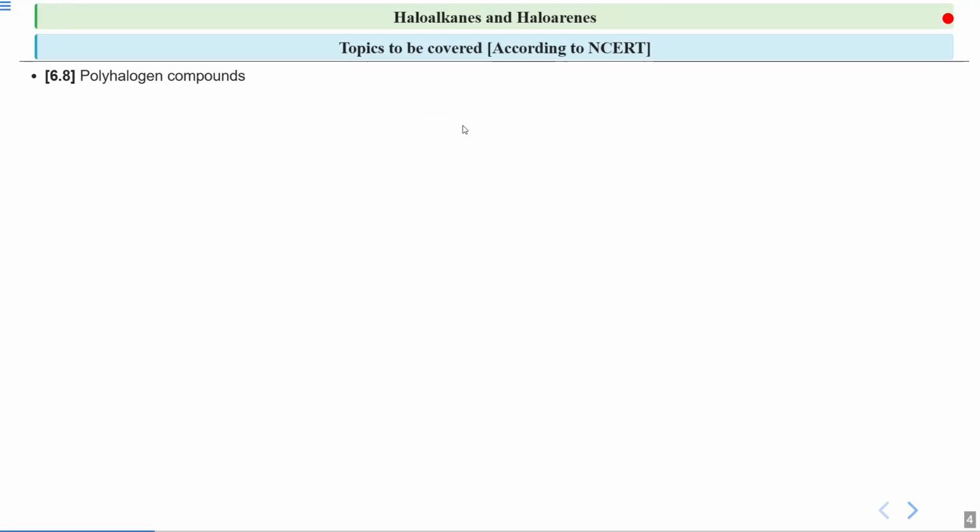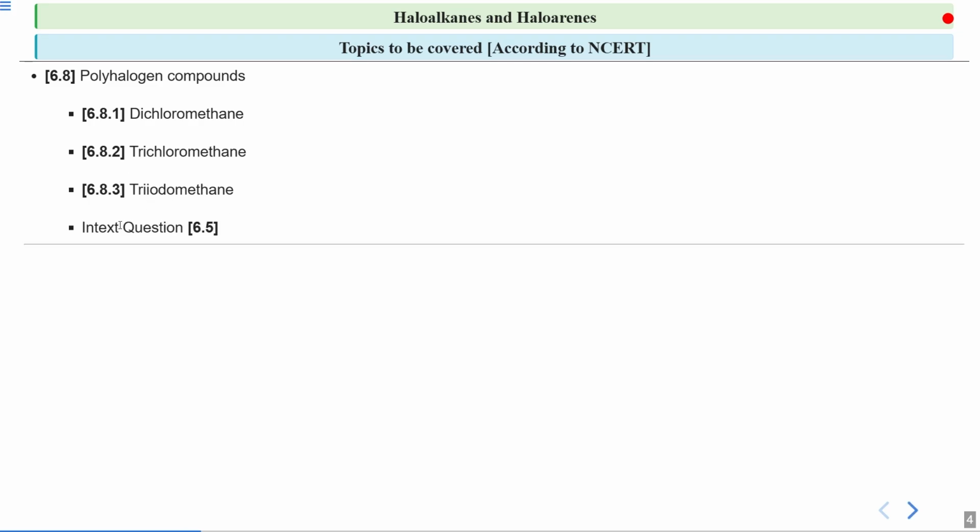The topics that we are going to cover according to the NCERT: first of all, section 6.8, polyhalogen compounds. Then we will cover section 6.8.1, dichloromethane. Then section 6.8.2, trichloromethane. And then section 6.8.3, triiodomethane. And lastly, we will solve Intext question 6.5.